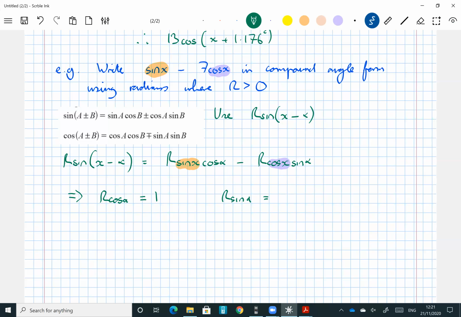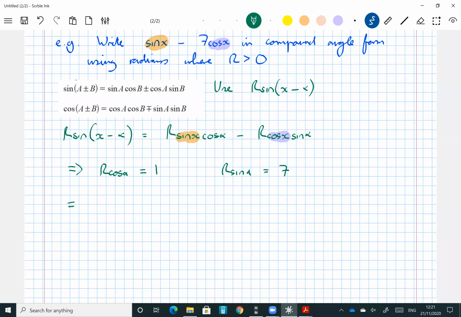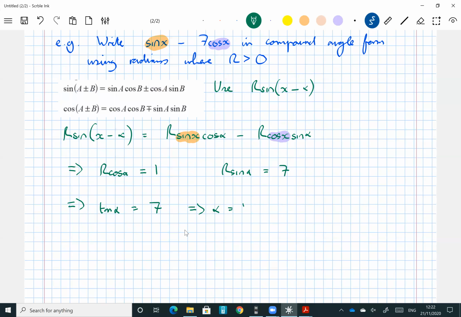Our r sine alpha equals, and that was 7. So doing a division, sine alpha divided by cos alpha gives tan alpha, r's cancel, equals 7. Which means that alpha equals, and I did specify radians, so arctan of 7, 1.429 radians.